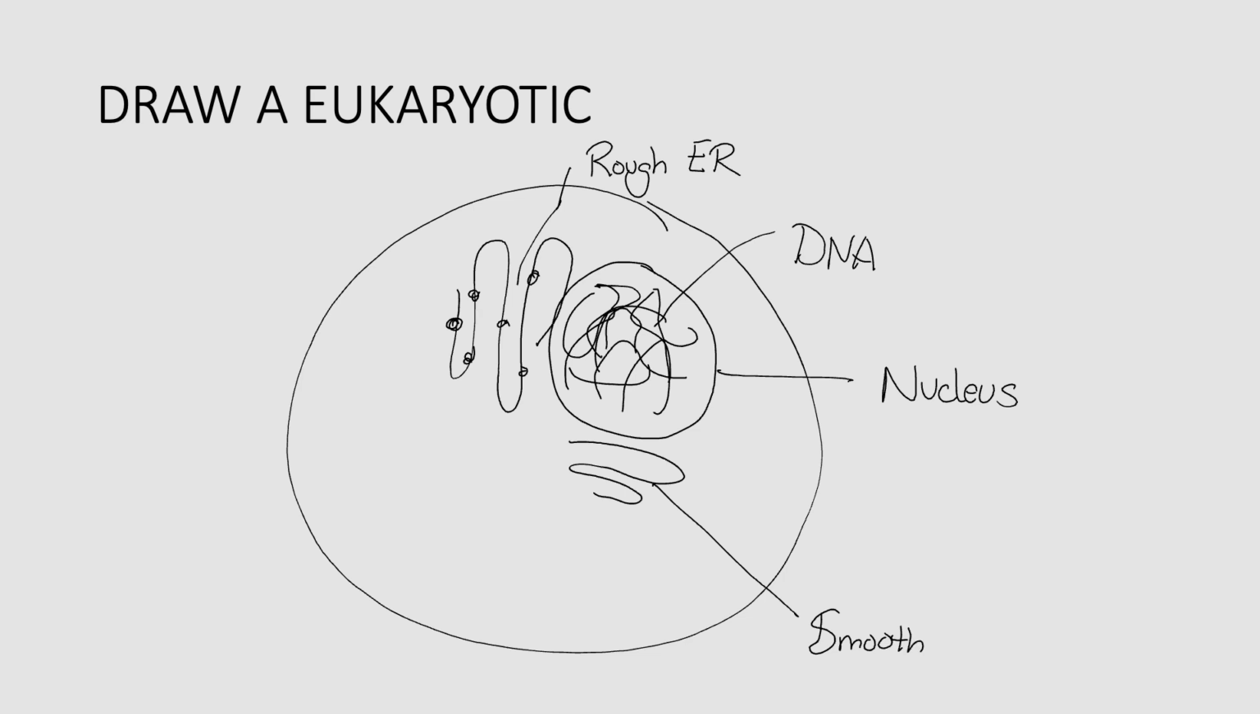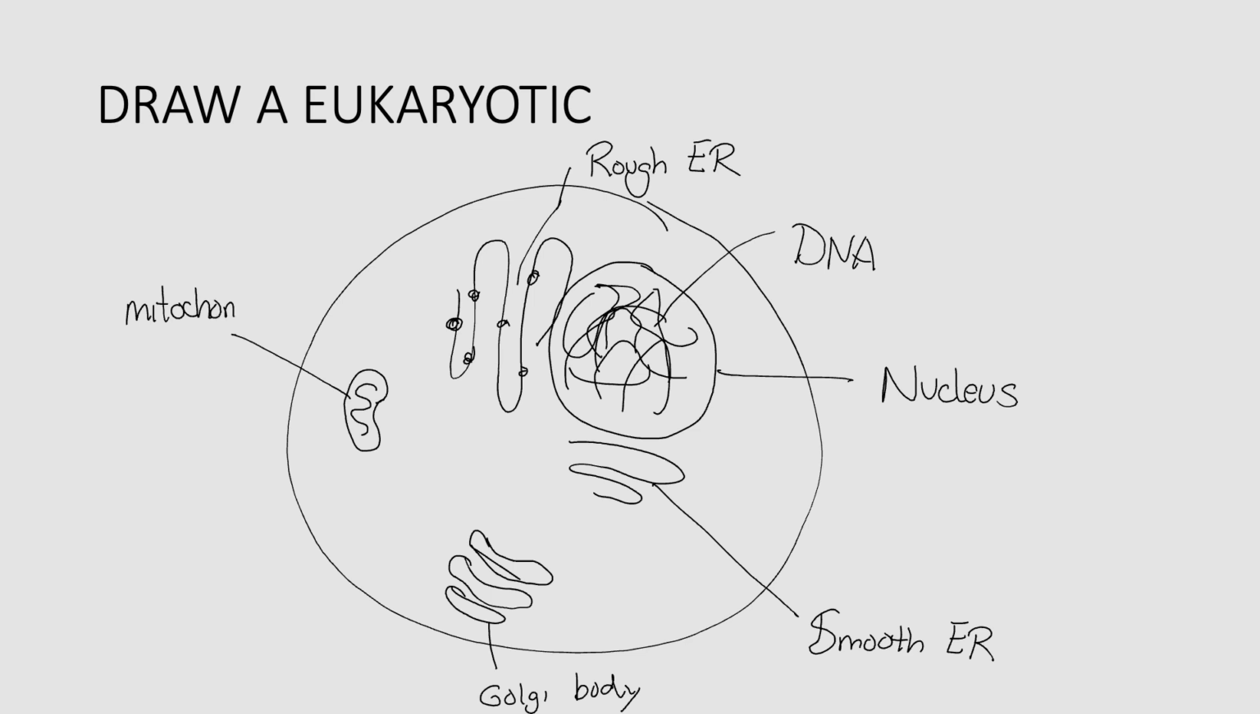Now, the smooth ER is where our carbohydrates and lipids are made. Our rough ER is where our proteins are made. Now, we also have a structure that kind of looks like a set of smushed pancakes. All right, and that is our Golgi body. We also have where our cellular energy is produced, called our mitochondria. And again, each one of these are organelles that perform a specific task in our body.